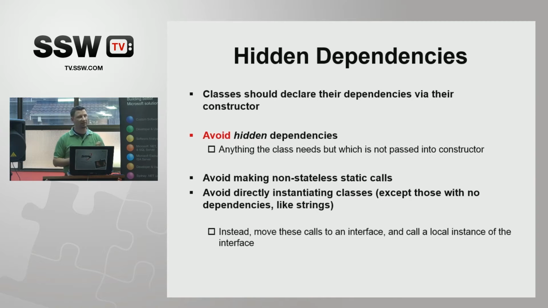Likewise, you want to avoid directly instantiating classes in your code if those are dependencies. If you're just newing up a string or a date time or something like that, obviously that's fine. But if you're newing up a customer object that goes and talks to the database, then that's creating a dependency that's making it difficult for someone to test your code in isolation.